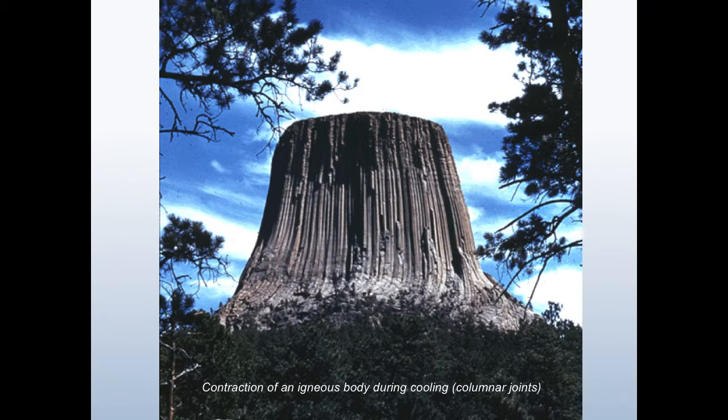Igneous bodies will also have joints. As we said, they occur due to contraction during cooling, and this can happen to a magnificent extent in igneous bodies. So these are called columnar joints. This was basically the inside of a volcano, the lava in there that had cooled, and when it cooled, it shrinks, and they form these columns.